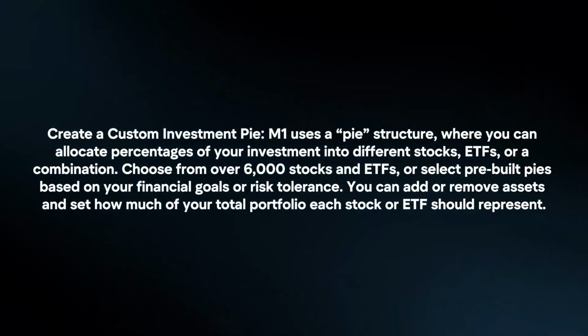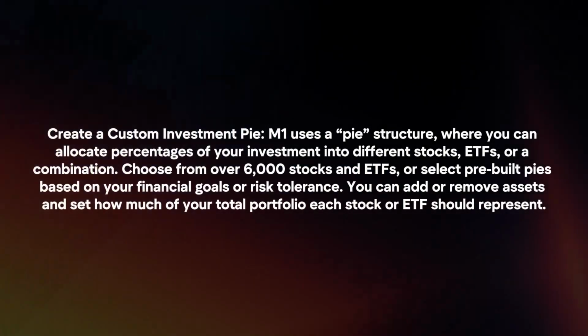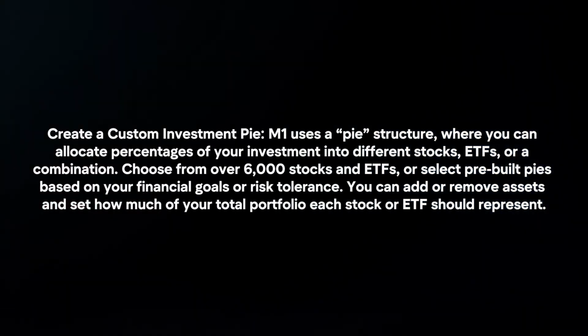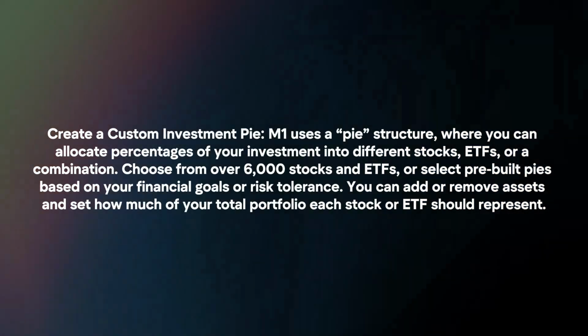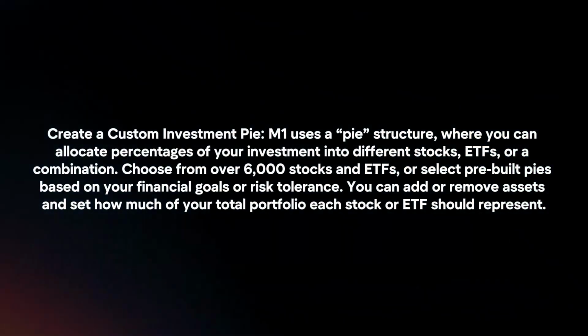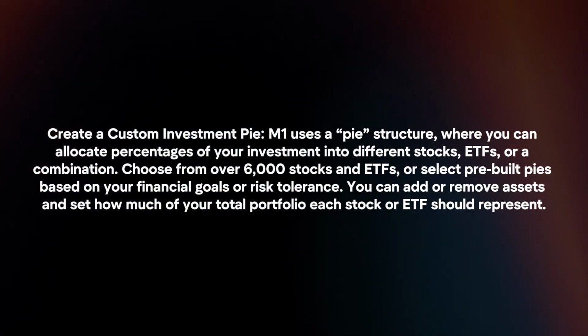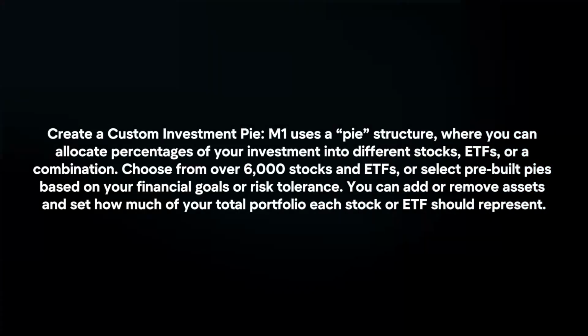Create a custom investment pie. M1 uses a pie structure where you can allocate percentages of your investment into different stocks, ETFs, or a combination. Choose from over 6,000 stocks and ETFs, or select pre-built pies based on your financial goals or risk tolerance. You can add or remove assets and set how much of your total portfolio each stock or ETF should represent.